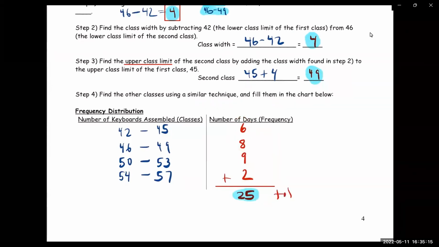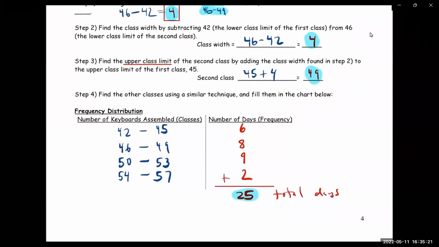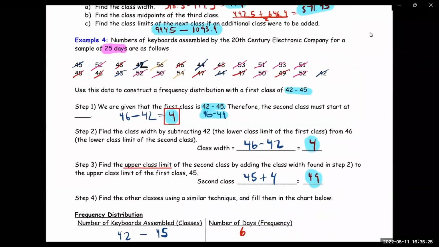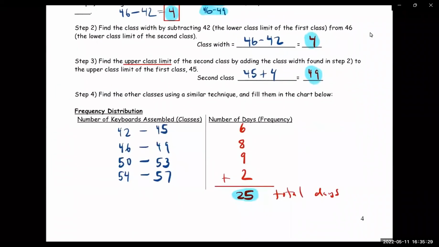That is our total days. All right. So that's how you fill out a frequency distribution table. All right. Let's move on. Oh, there is nothing else here. So we're done with that section.